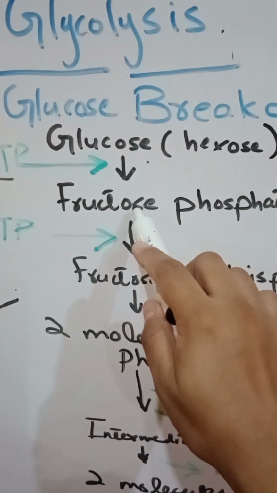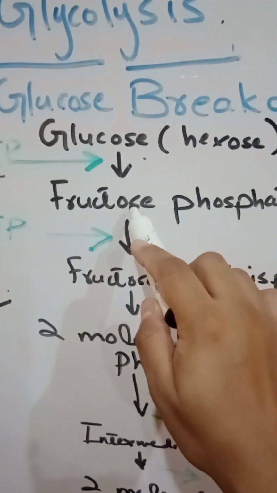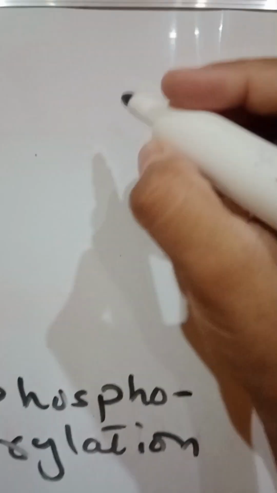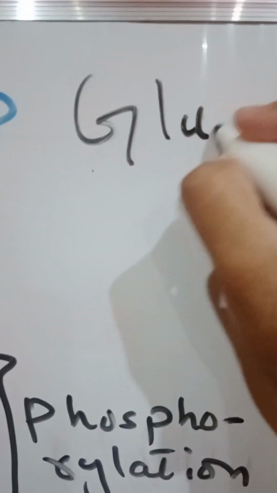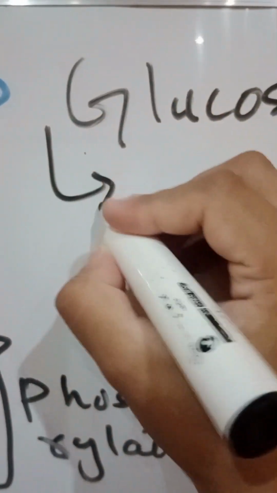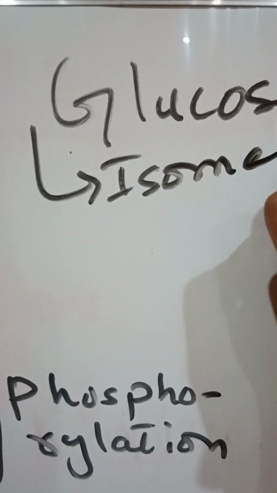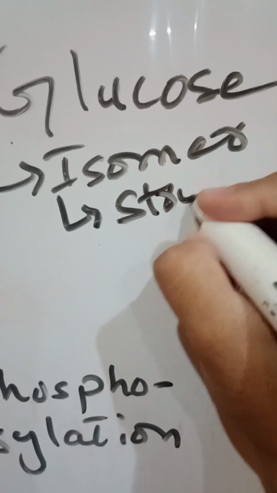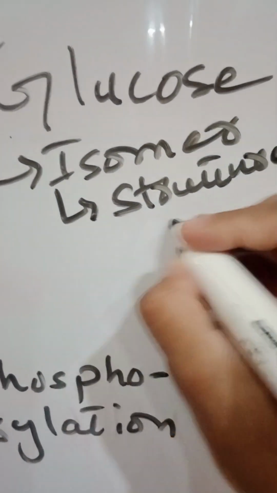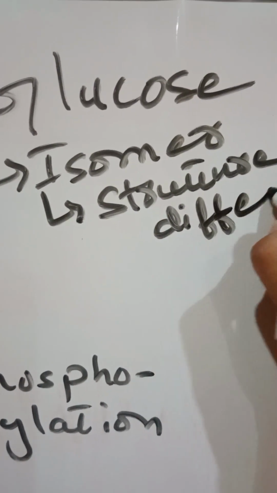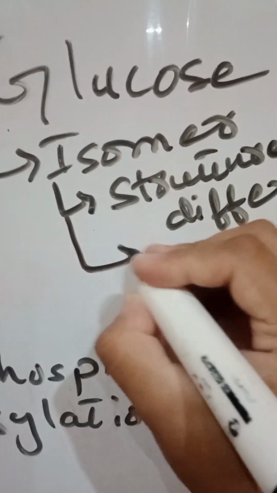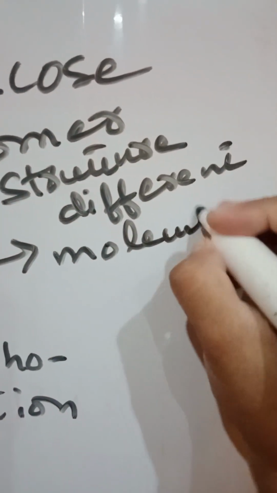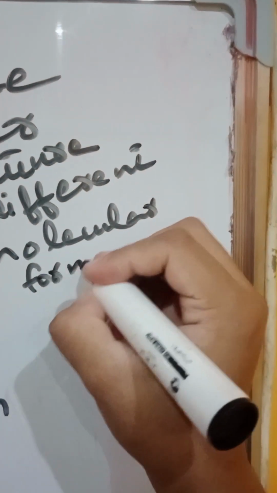Glucose is the isomer of fructose. What does the word isomer mean? Structure is different, but the molecular formula is the same.